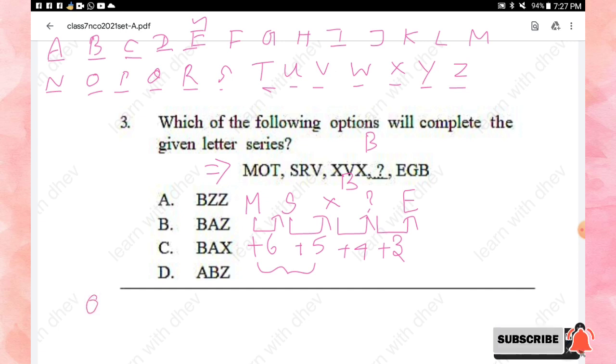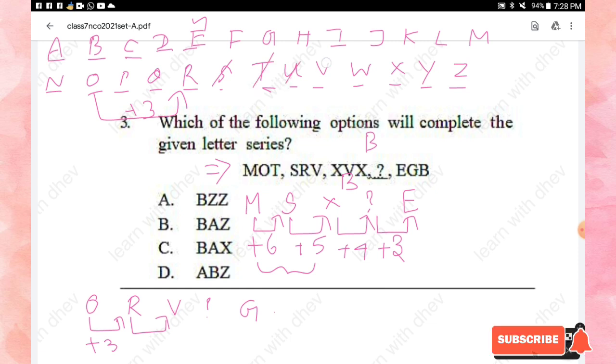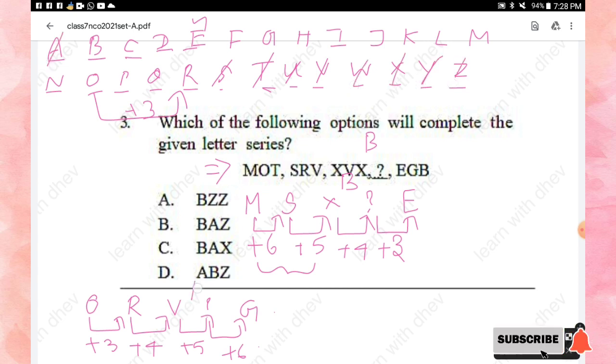In the same way, we'll take down the second letters from each term. So O, R, V, question mark, G. Then from O to R, the third letter from O is R, no? So plus 3. Then from R to V, 1, 2, 3, 4, which means the fourth letter from R is V. So here the pattern is increasing by 1. So the next would be plus 5. Next it would be plus 6. So from V, what is the fifth letter? 1, 2, 3, 4, 5. So it is A. Then we'll cross check whether G is the sixth letter from A or not. 1, 2, 3, 4, 5, 6. Yes, it is correct. So the second letter of the missing term is A.